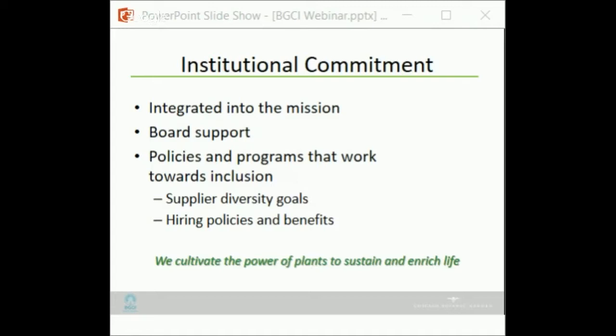So, for example, we provide benefits for same-sex couples, and I don't know globally how common or uncommon that is. In the US, it's not as common as we would like it to be. And we have all staff materials and trainings in both Spanish and English. That said, we still have a long way to go. Like many public gardens, at least in the United States, our management staff is mostly white, as is our board of directors, but we're working to change that.